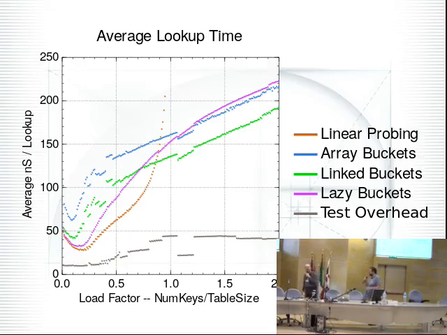I neglected to mention that when I ran this test, I randomized the order of the lookups. So even if there is, and I did get different results between that and not. For instance, when I didn't randomize the lookups, the array bucket line was much closer to a straight line all the way down. We didn't get the dip. And then when I randomized it, we do get the dip. But yeah, I tried to eliminate those kinds of factors.